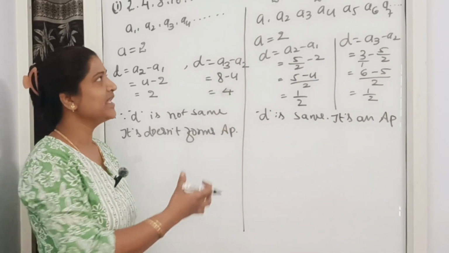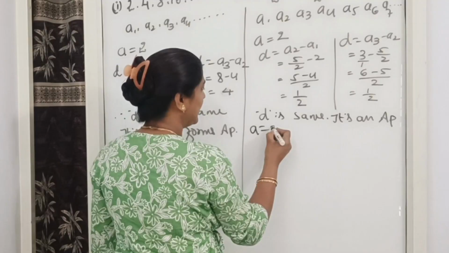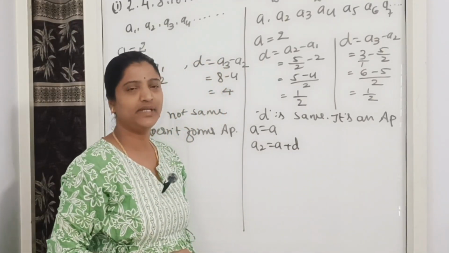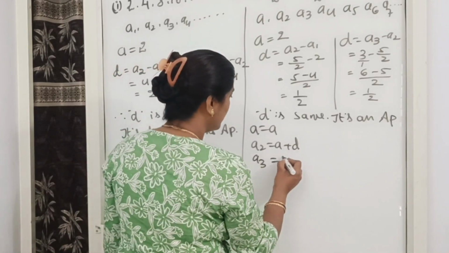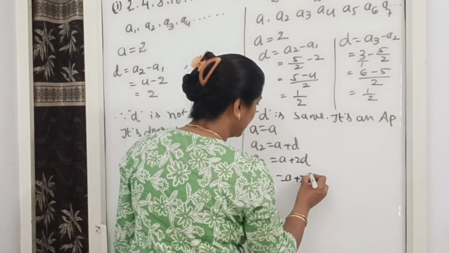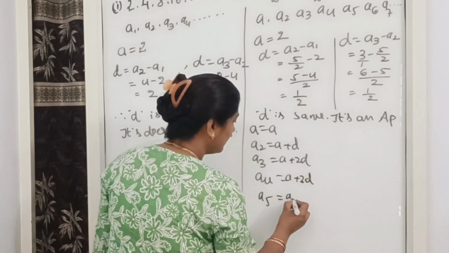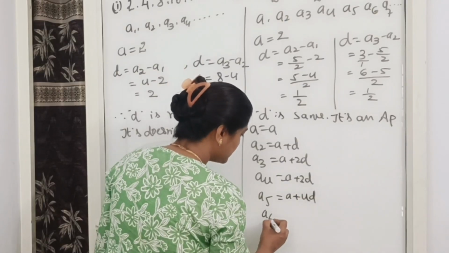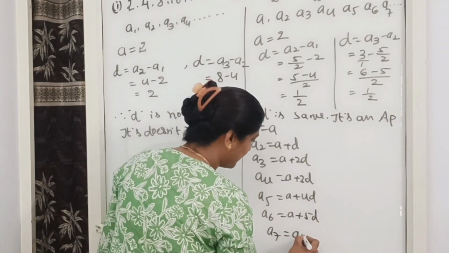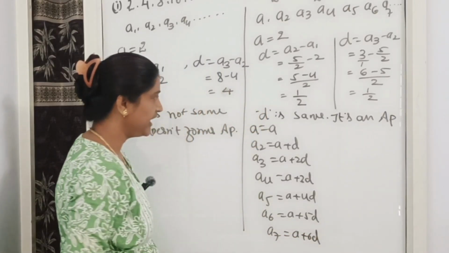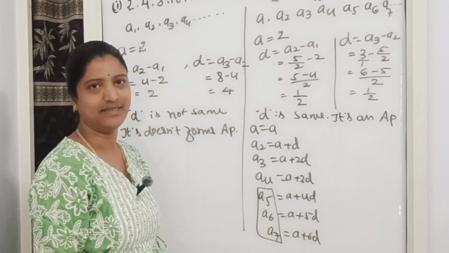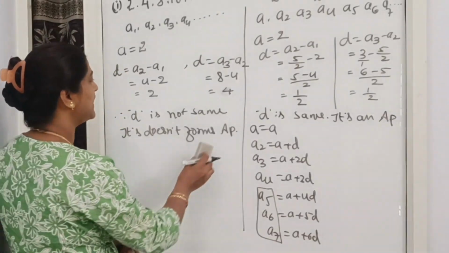How to find out? See, a1 is nothing but a, and a2 is nothing but a plus d, the general form of an AP. And a3 is equal to a plus 2d. a4 is nothing but a plus 3d. In that way, a5 is a plus 4d, a6 is a plus 5d and a7 means a plus 6d. And we need to find out a5, a6 and a7. Let us see how to find out.